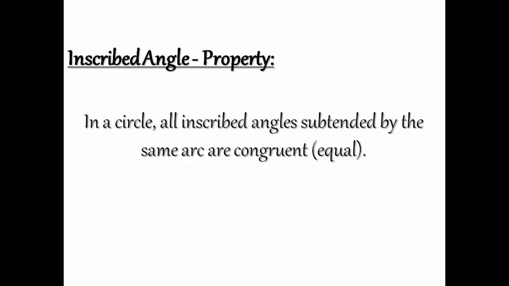Inscribed angle property. In a circle, all inscribed angles subtended by the same arc are congruent, or equal. So if we go back to our drawing, if I drew other angles that touch the outside of the circle from those 2 points A and B, they would be equal. So let's say it was 63 degrees, they would all be 63 degrees.